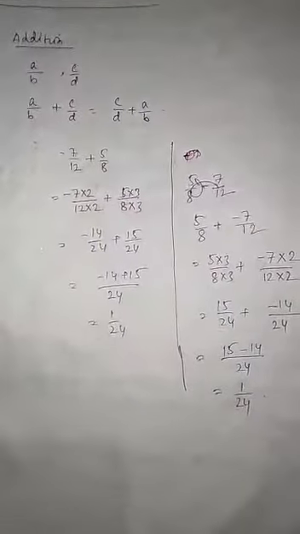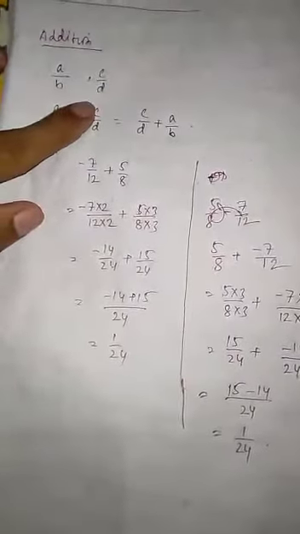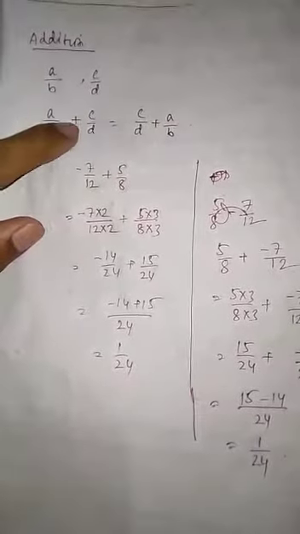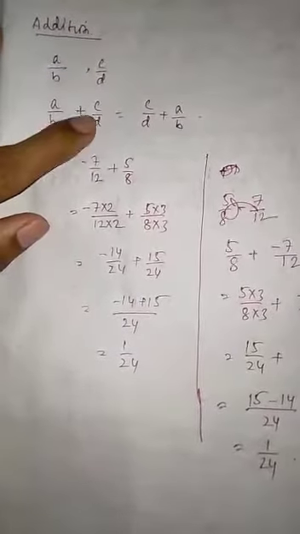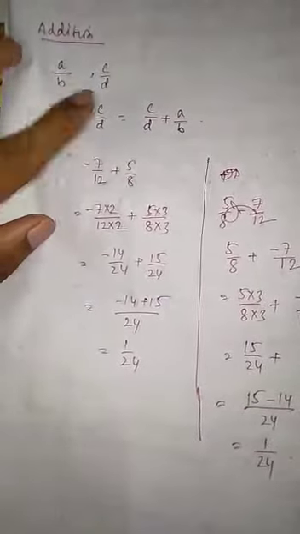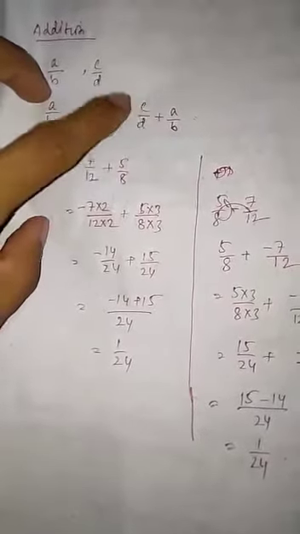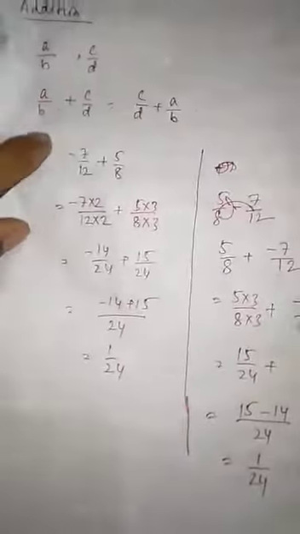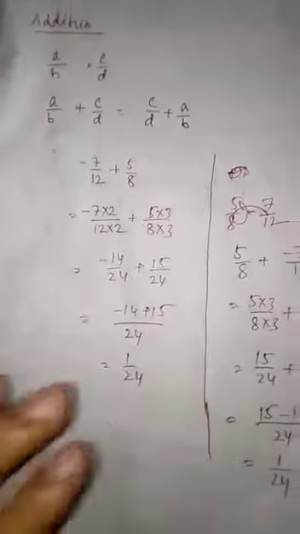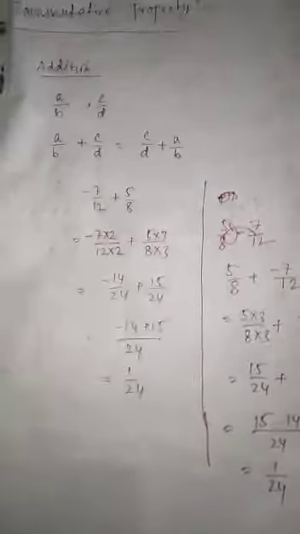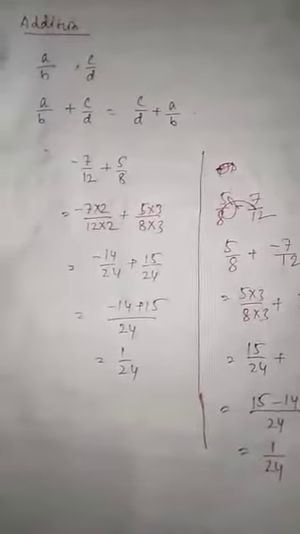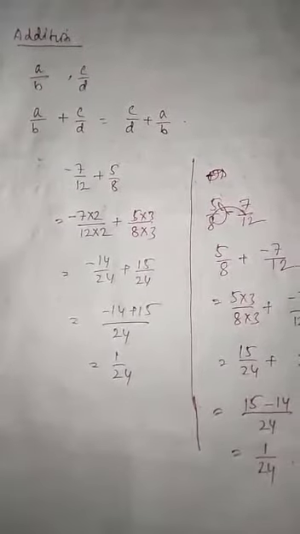Okay. Now in case of addition, if a by b and c by d are two rational numbers, then according to the commutative property, a by b plus c by d, and if we change the order of addition, that means c by d plus a by b, then both will have the same result. If addition of rational numbers satisfies this property, then we can say that the addition of any two rational numbers is commutative.